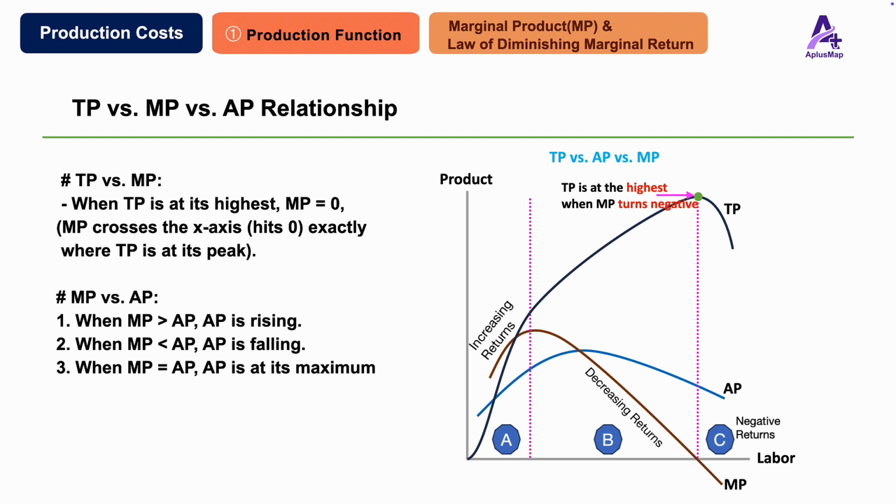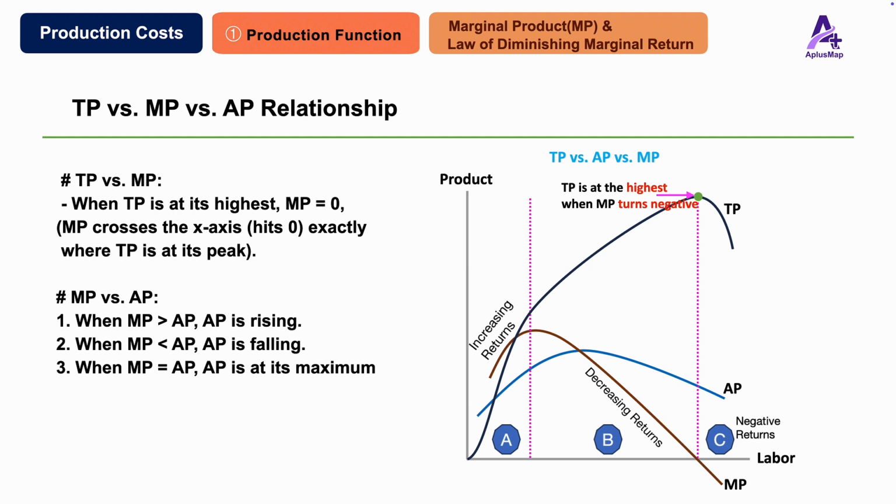Precisely. Second clue, this MP-AP rule. When MP is above AP, it's pulling the average up, so AP is rising. Okay. When MP is below AP, it's dragging the average down, so AP is falling. Like grades. A low test score pulls your average down. Exactly like grades. It's the same principle.